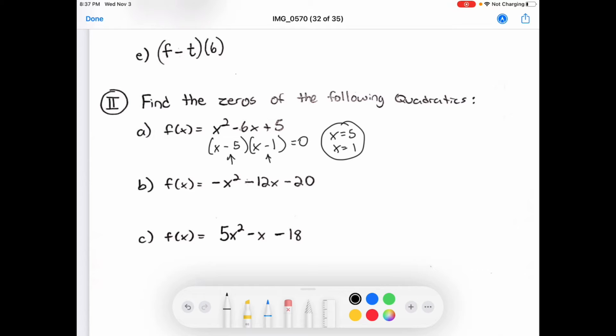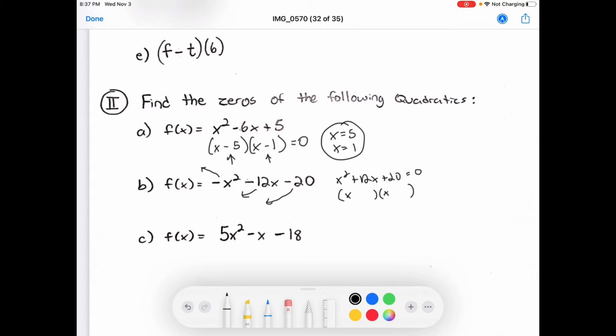All right. On the B quadratic, let's move all our terms to the other side because I want to get this to be a positive x squared. So let's go ahead and move all those to the other side. And so we'll have x squared plus 12x plus 20. And let's find the zeros. So let's factor that.